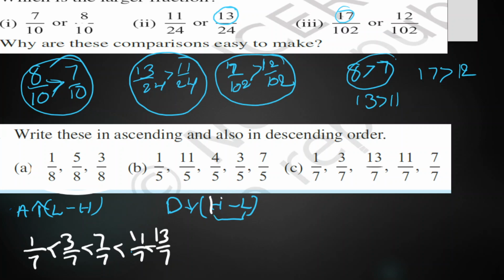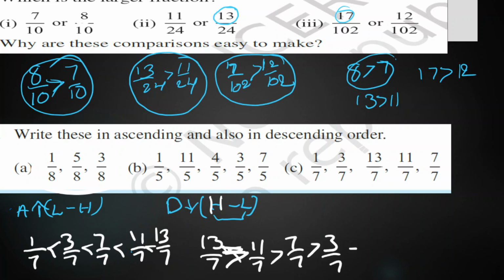So we'll start from highest to lowest. Here the highest numerator is 13. So 13 by 7 is greater than 11 by 7 and this 11 by 7 is greater than 7 by 7 and this 7 by 7 is greater than 3 by 7 and this 3 by 7 is greater than 1 by 7. And this is about like fractions, comparison of like fractions.